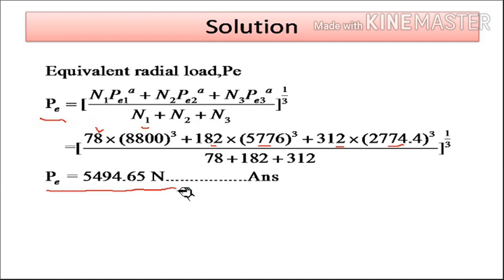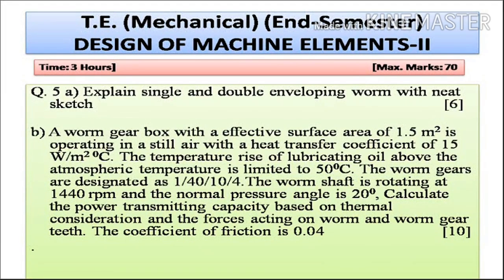Let us see now question number 5. In this case, question number 5 will be for 16 marks. 6 marks is a theory bit. We are supposed to explain the single and double enveloping worm, and there is a numerical for 10 marks, which is for question 5b.